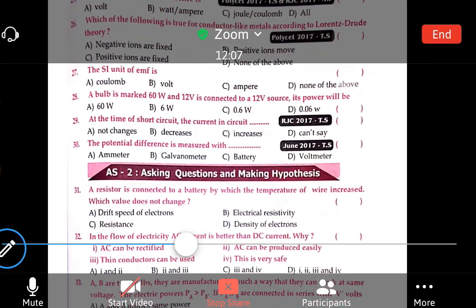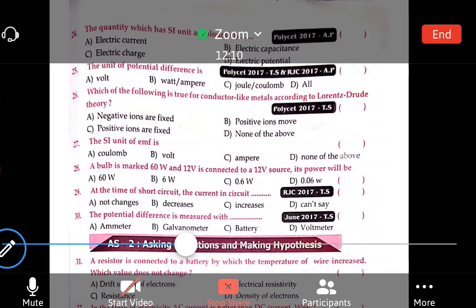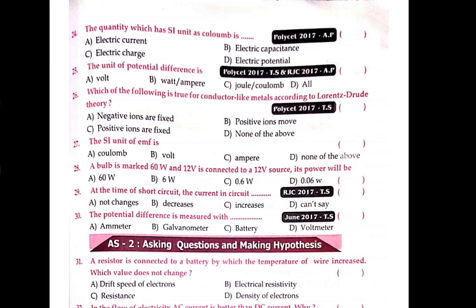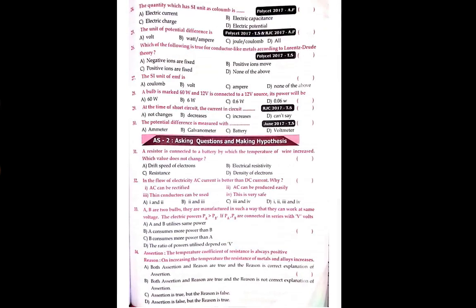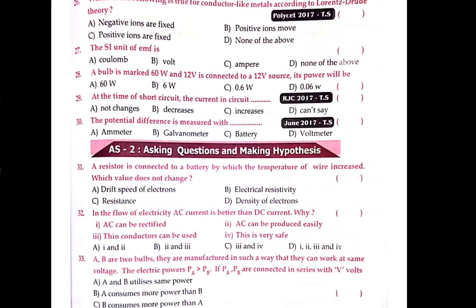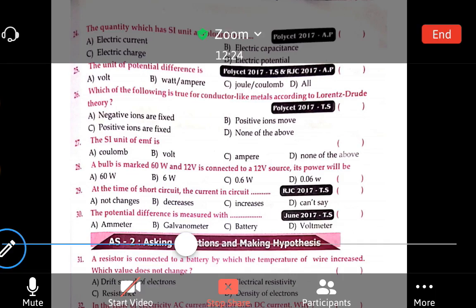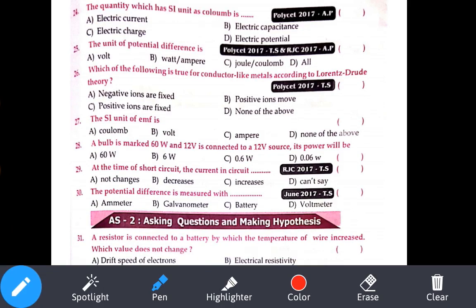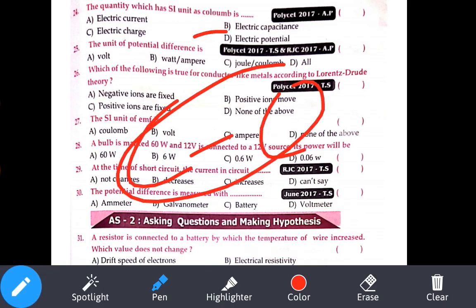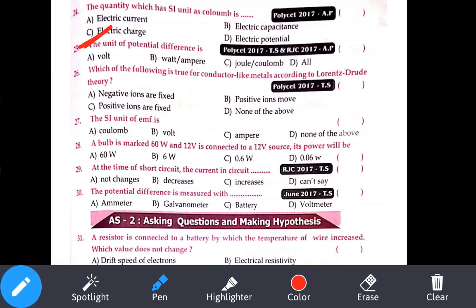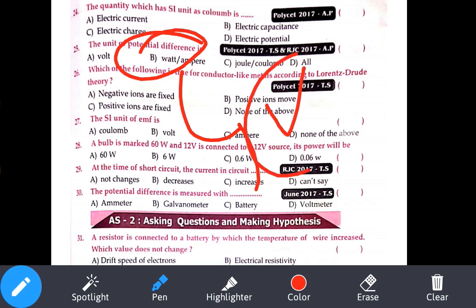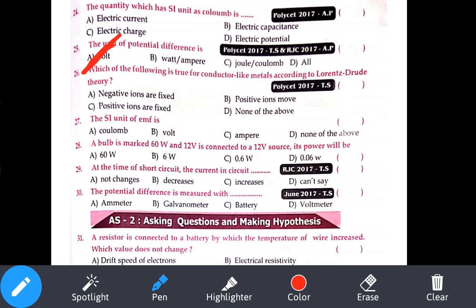Okay, let me zoom it. Now the quantity which has SI unit as coulomb. Coulomb means what? Charge is measured in coulomb. Electric charge, option number C. The unit of potential difference. Potential difference unit is what? Volt is our answer. Option number A.